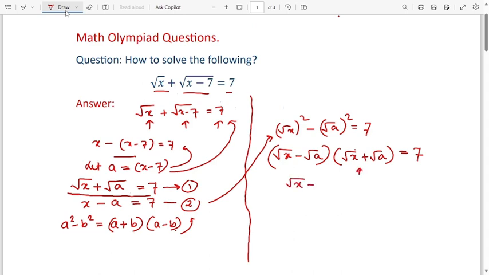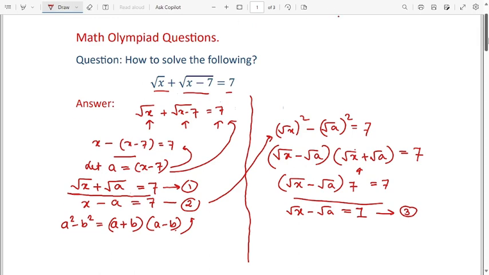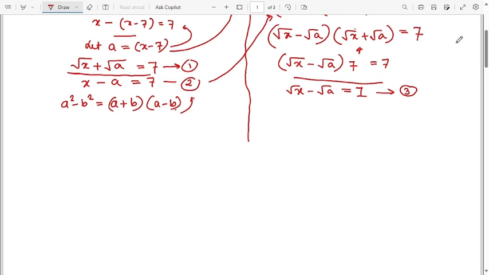That means (square root of x minus square root of a) times 7 is equal to 7. So if you divide by 7 on both sides of the equation, then it will become square root of x minus square root of a is equal to 1. So we are getting another equation, let me write this 3. And we have already square root of x plus square root of a is equal to 7.